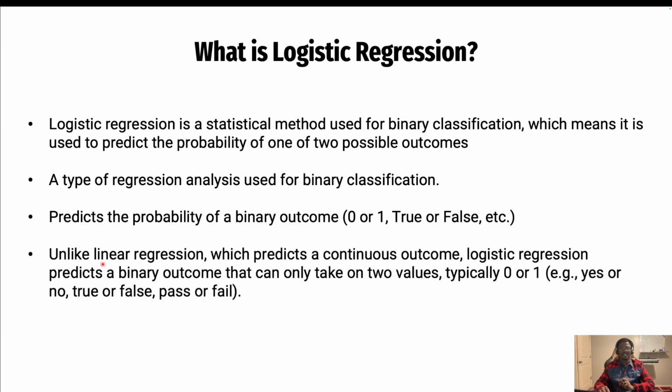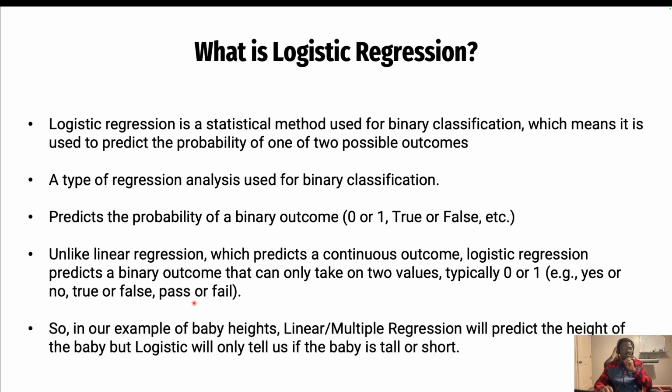Unlike linear regression, which predicts a continuous outcome, logistic regression predicts a binary outcome that can only take on two values, typically 0 or 1, yes or no, true or false, pass or fail. This last one we are explaining.